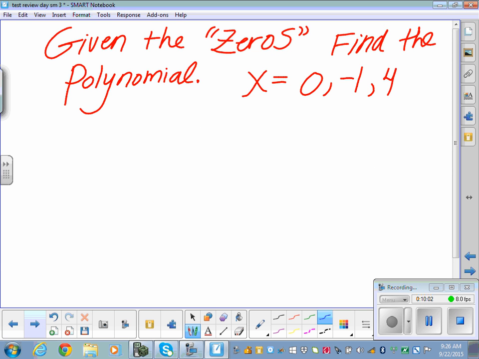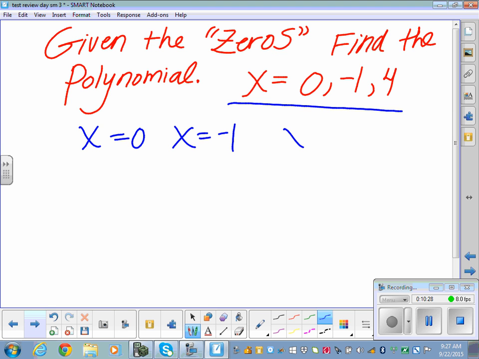Okay, moving on. Okay, given the zeros, find the polynomial. Okay, looking at this, guys, we're given the zeros in this format. It might be kind of new looking to you. I think we have talked about this, though. So remember that this just means we have 3 zeros. So in the end, what's our degree going to be on our polynomial? Degree 3, because there's 3 roots. So we have x is equal to 0, we have x is equal to -1, and x is equal to 4.